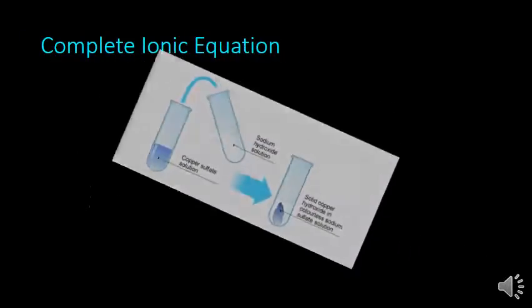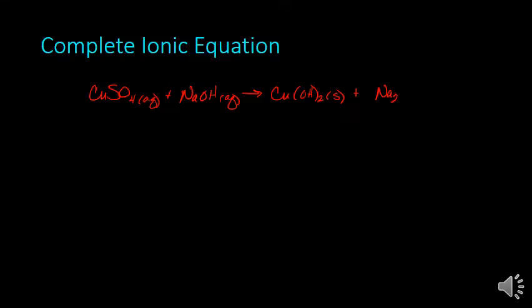When writing a complete ionic equation, it's a really good idea to start off with a balanced chemical equation. So let's do that. Copper 2 sulfate looks like this, CuSO4, plus sodium hydroxide. And that's going to yield, it told us, copper hydroxide, and I know that's copper 2, so Cu(OH)2 solid, plus sodium sulfate, aqueous. We need to balance it.